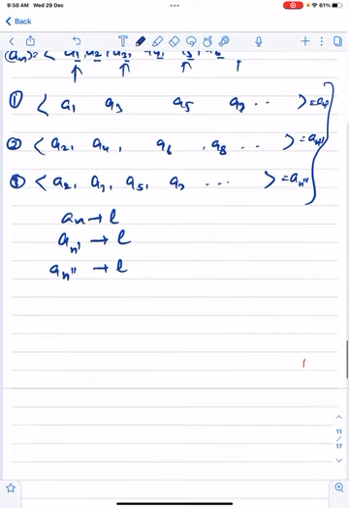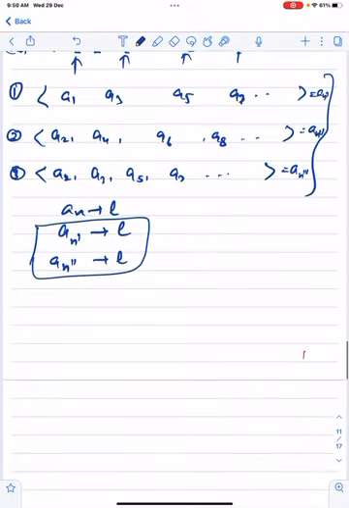So this you can write it like this. And conversely, if you are able to prove that every subsequence of a sequence is tending to a fixed point L, then you will say your sequence is also tending to that point. Okay, so if you are able to prove that, these are the two subsequences, right?